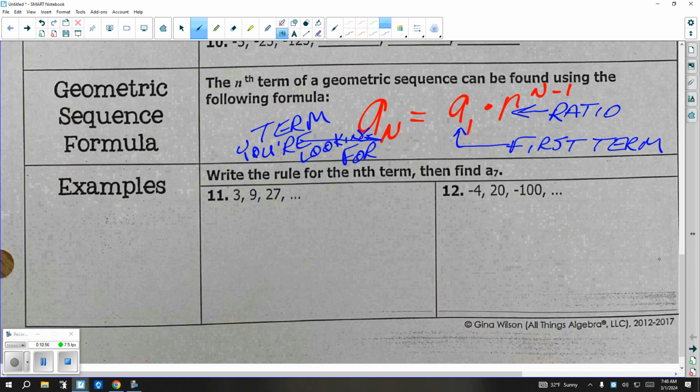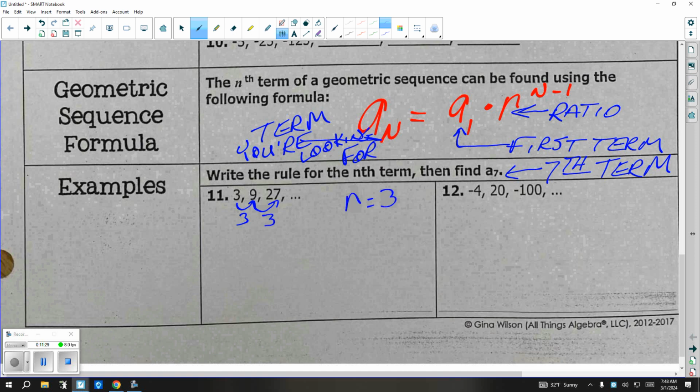All right. Write the rule for the nth term, then find a sub 7. All that means is find the 7th term. That's all that means. Find the 7th one. Okay, you ready? From 3 to 9, you multiply by 3, right? From 9 to 27, you multiply by 3. So R is 3.